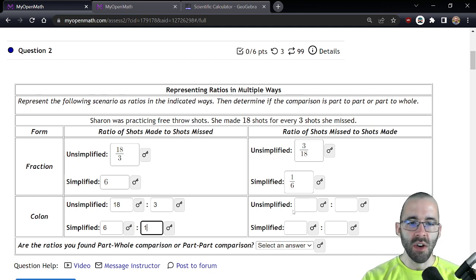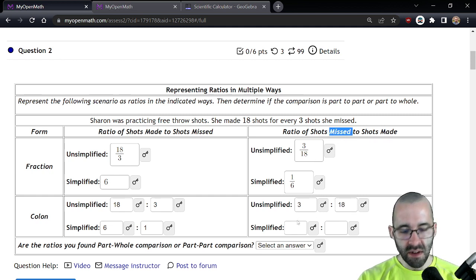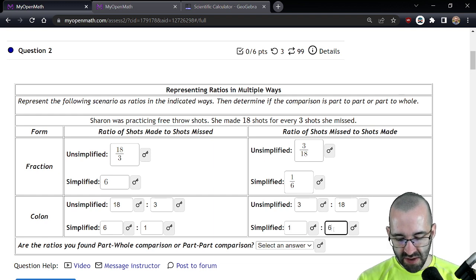And then vice versa over here. We can put this as 3 to 18, because it just matters which one's first. Okay. And then 1 to 6 like so.